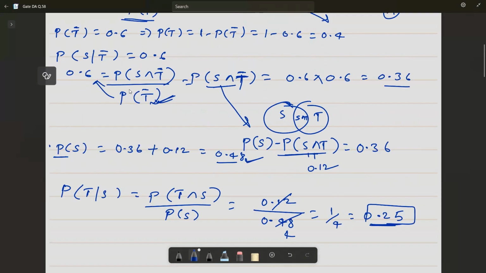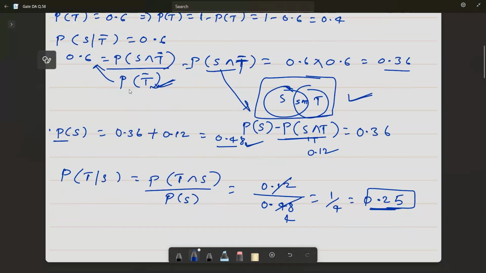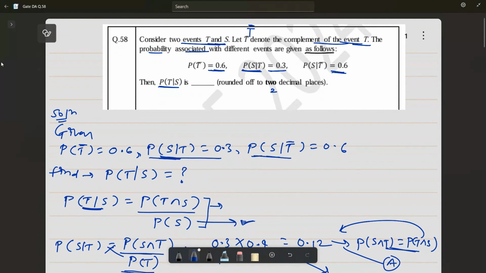The main confusion is there only, so you need to understand this Venn diagram. After understanding it, you will be able to find the answer for this question. So the final answer will be 0.25.